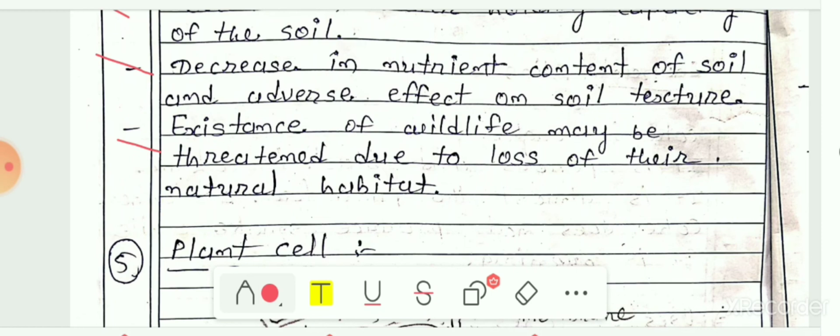So these are some of the consequences of deforestation. You can write other than this also. There are many other consequences of deforestation. Here it is a 2 marks question, so you have to write a minimum of 4 points.